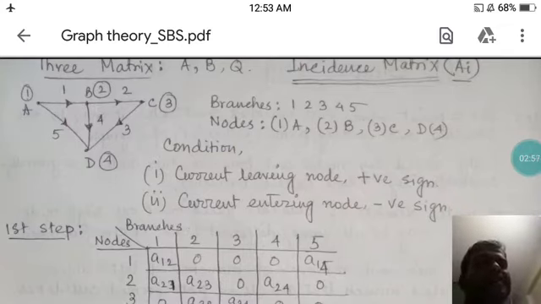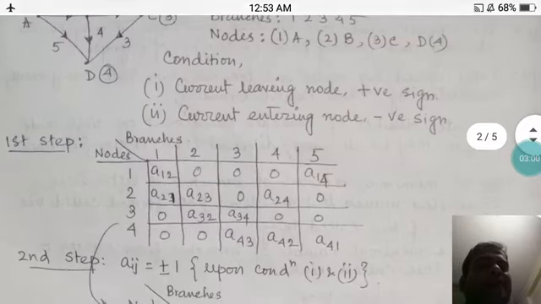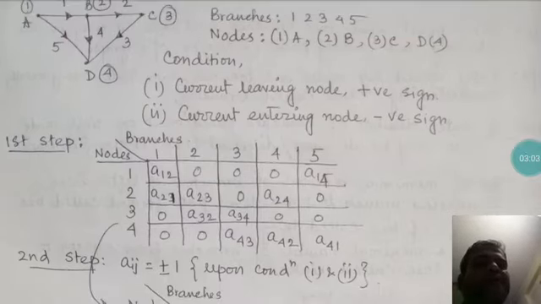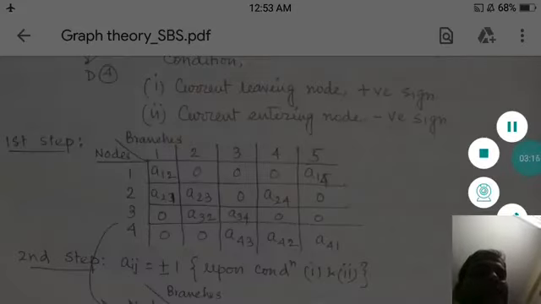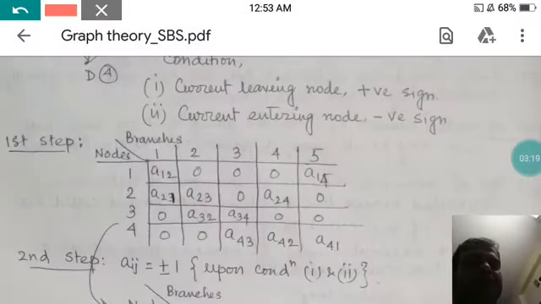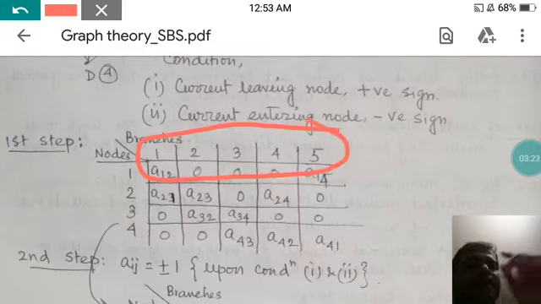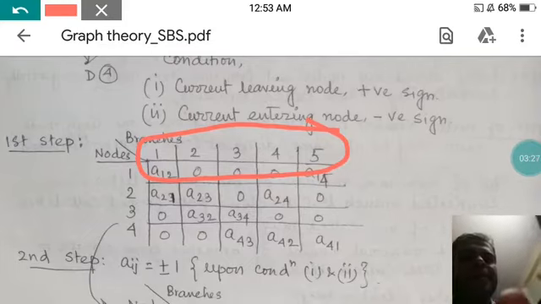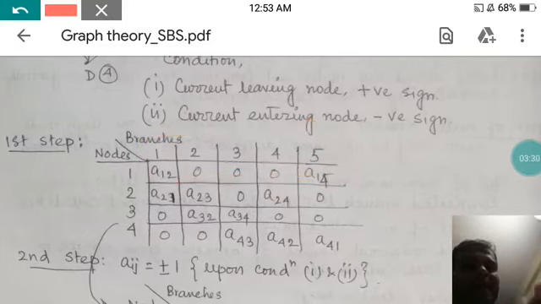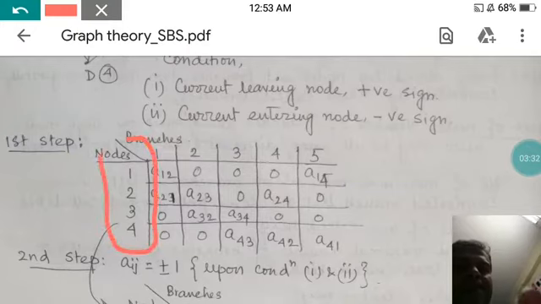Now how to write this incidence matrix? Here I have jotted a few points. One of them is called the nodes and another is called the branches. First of all, 5 branches are there, 1, 2, 3, 4, 5, so I write it here in this way. And in the other section, I have marked the nodes, 1, 2, 3, 4. 4 nodes are there.